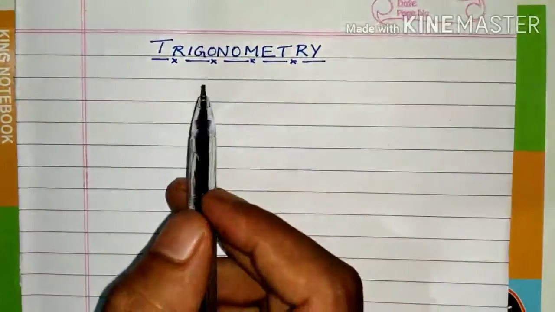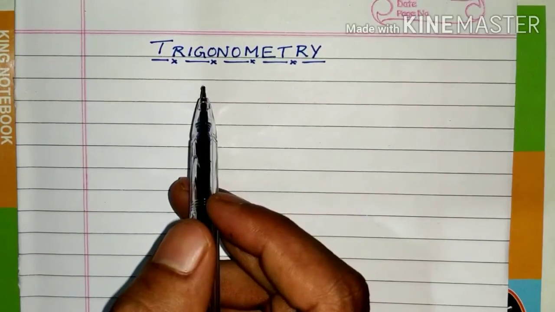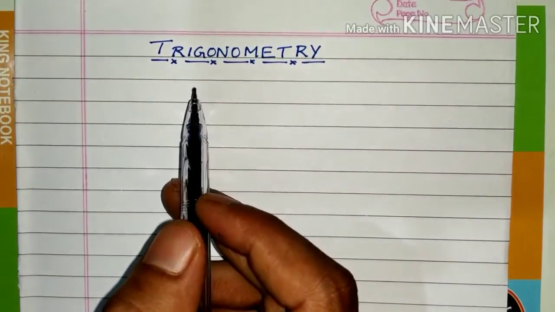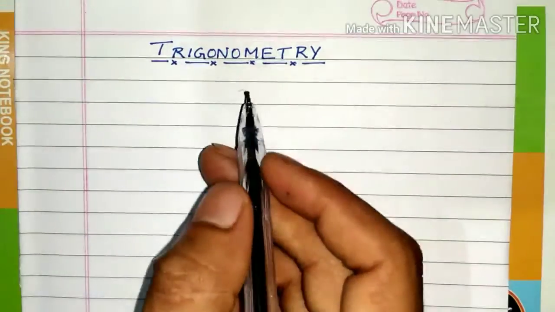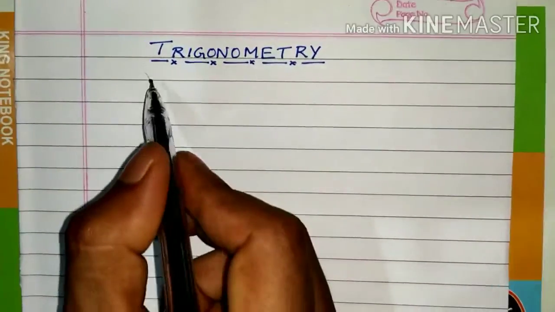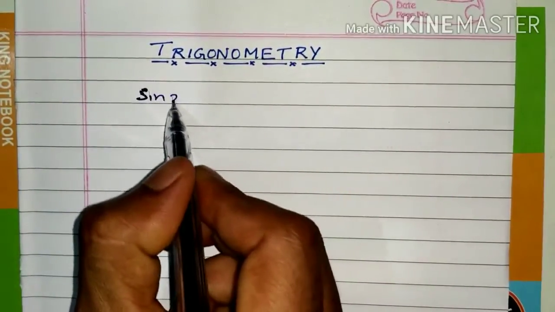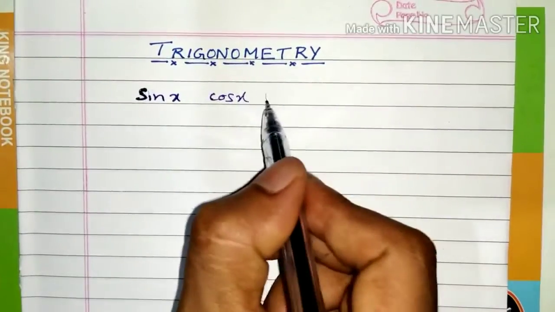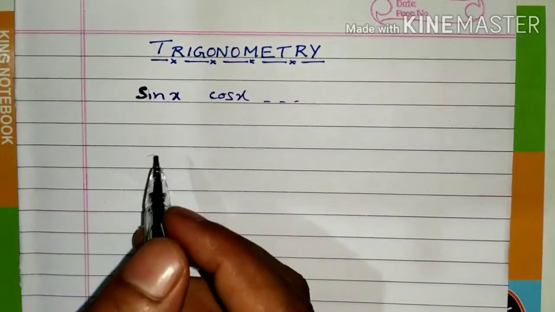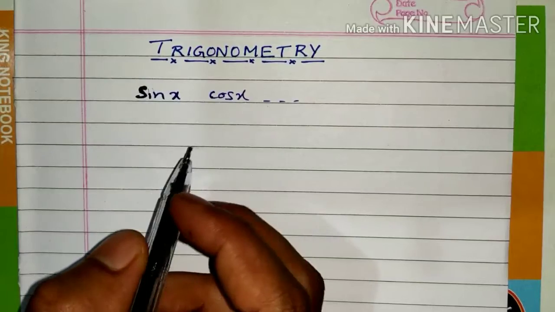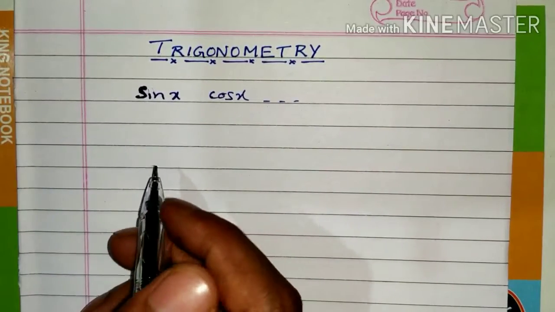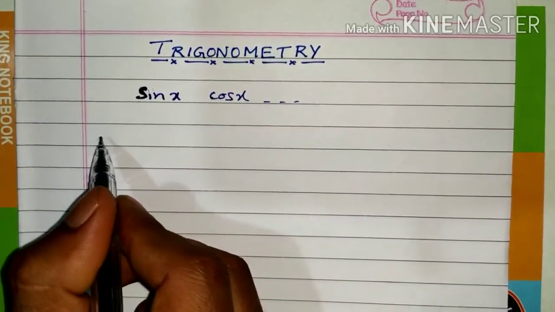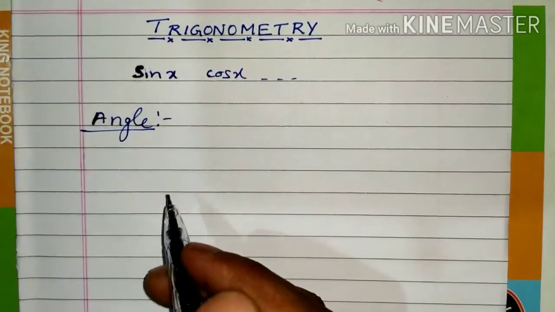Trigonometry is based on some functions of angles known as trigonometric functions or circular functions. So that you have studied in 10th standard, that is sine x, cos x, etc. So all these things. So here we'll start with the first term, that is angle. In trigonometry the first concept is about angle.